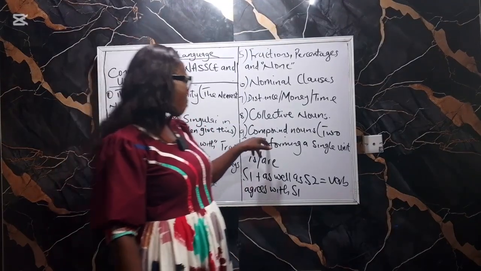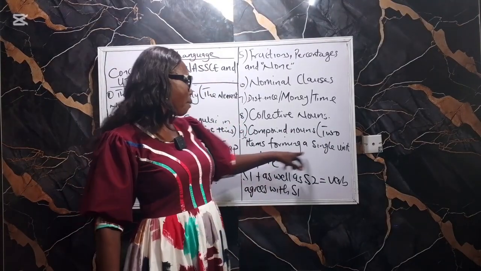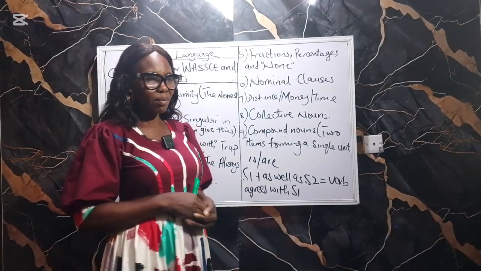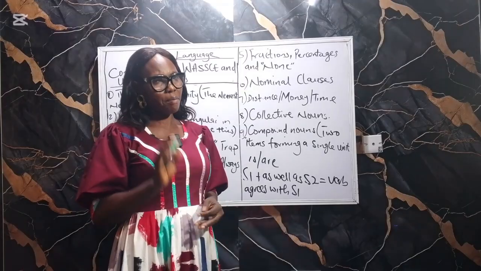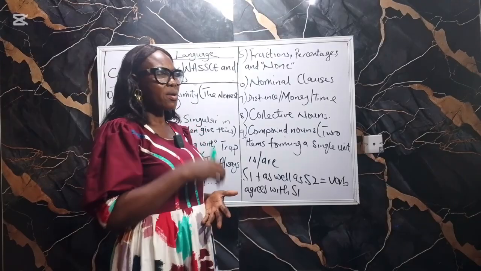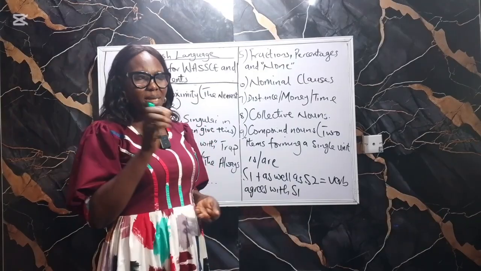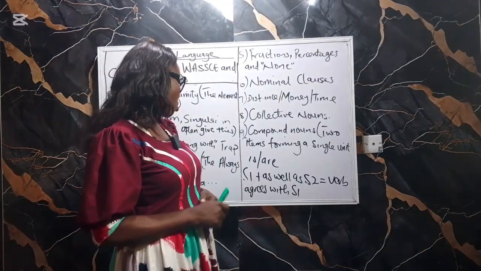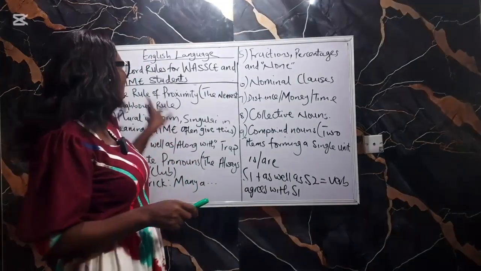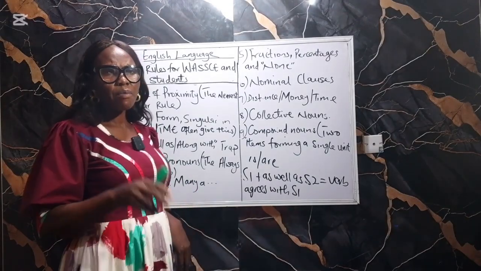Then the next one is compound nouns. That is when we have two items forming a single unit. For example, I can say rice and beans is my favorite meal. Rice and beans is, I can say rice and beans are. Rice and beans is my favorite meal. Or bread and butter is. Do you get it? Okay, so that is what we mean by Concord rules that you will see in your WASSCE and UTME examination.